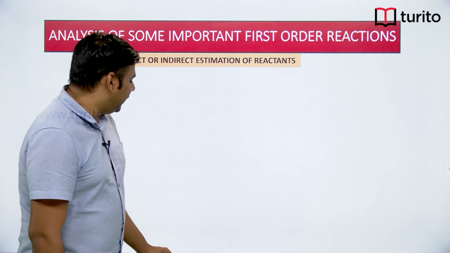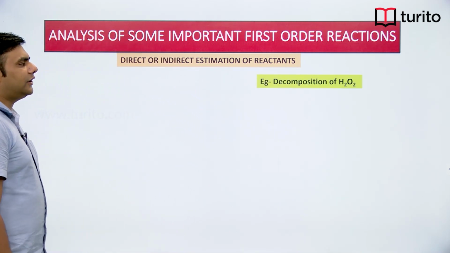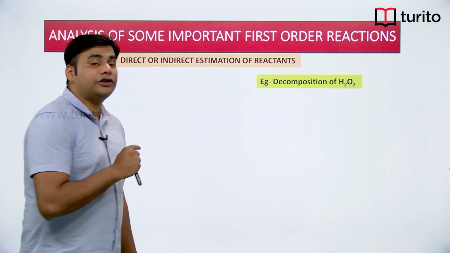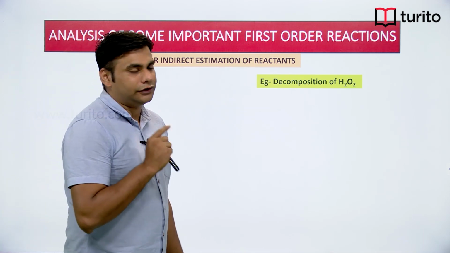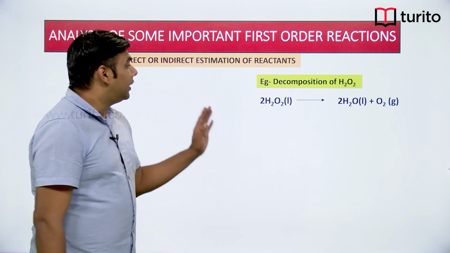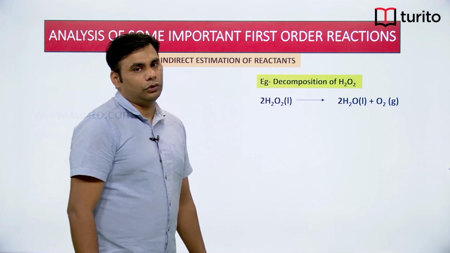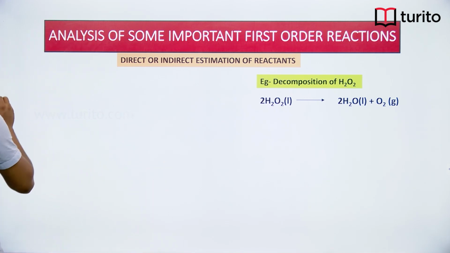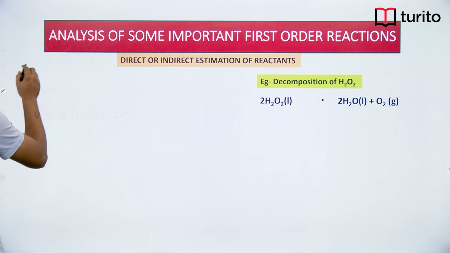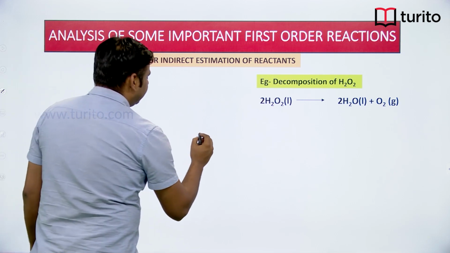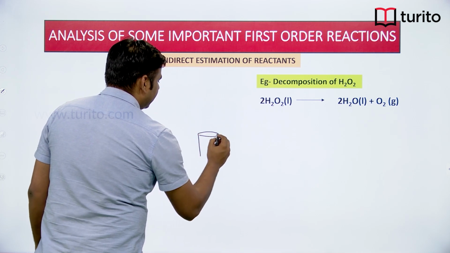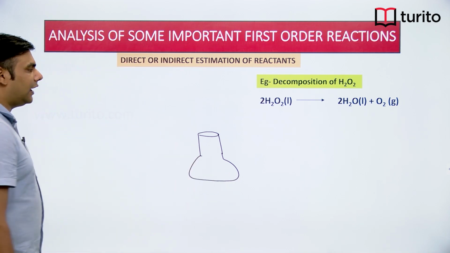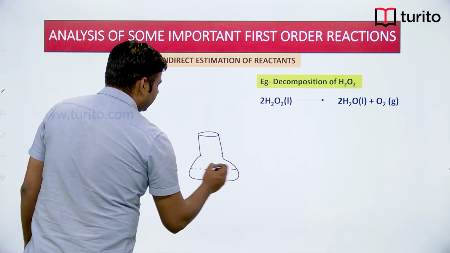Let us understand with an example, the decomposition of H2O2. I have already told you when we were doing first order reactions that this is an example of a first order reaction. We know that H2O2 decomposes into H2O plus O2. So how will we analyze this mixture? Suppose we have taken a beaker and we are decomposing H2O2 in it, so we have taken some amount of H2O2.